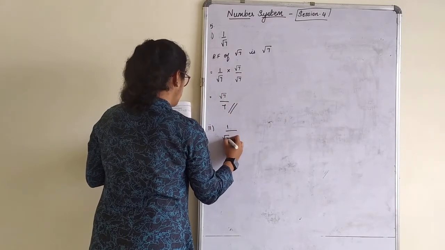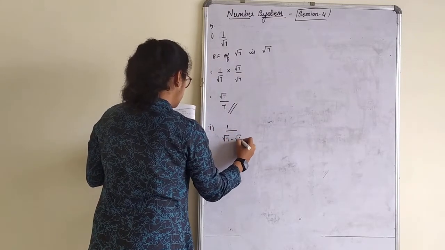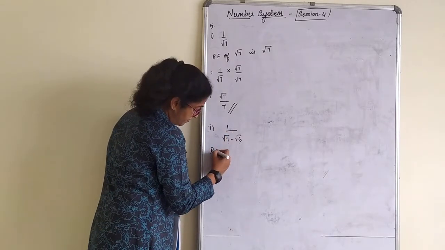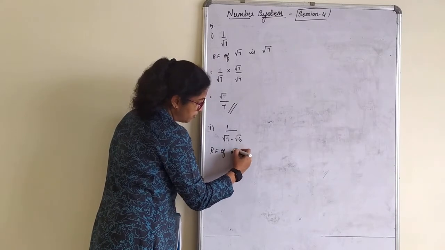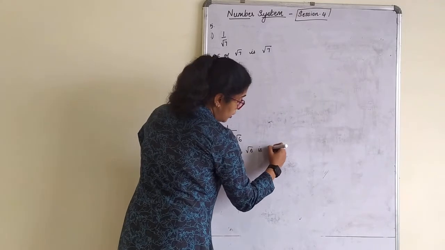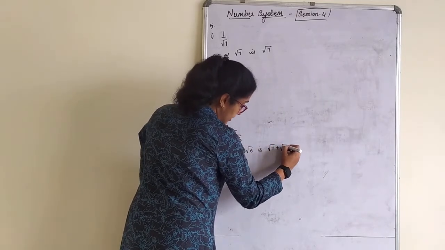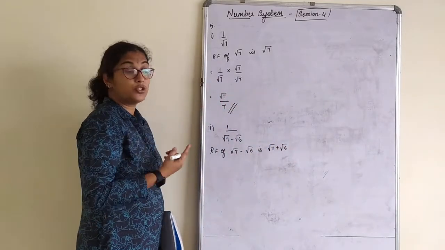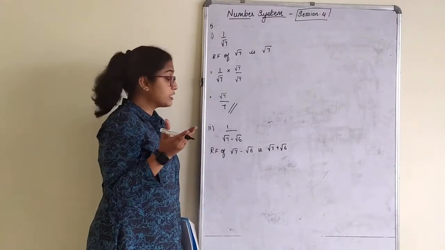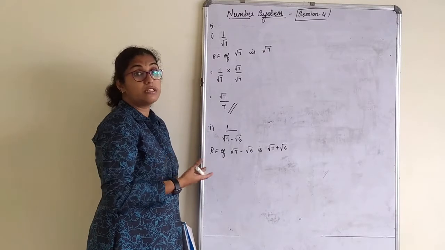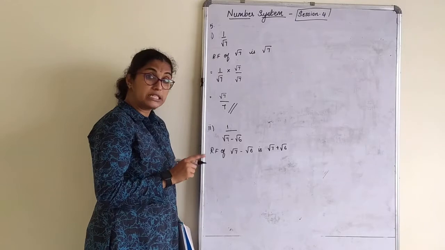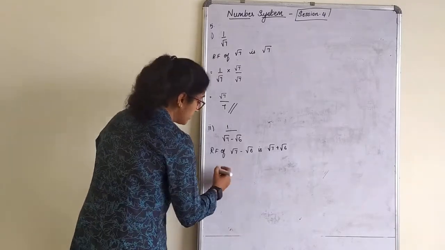1 upon root 7 minus root 6. RF of, it's a binomial, root 7 minus root 6 is what? Root 7 plus root 6. Since it's a binomial, it will be the conjugate of the sign. What if they ask, this way also it can be asked, what is the conjugate of root 7 minus root 6? What will you say? The conjugate of root 7 minus root 6 is root 7 plus root 6.